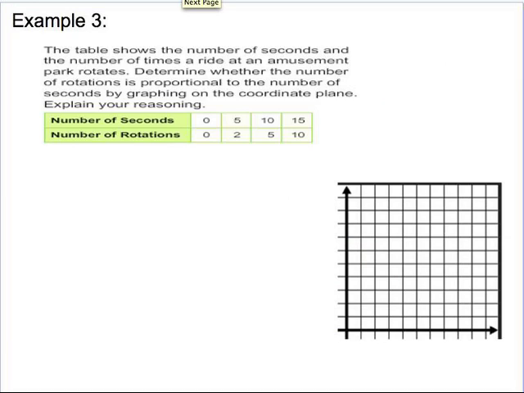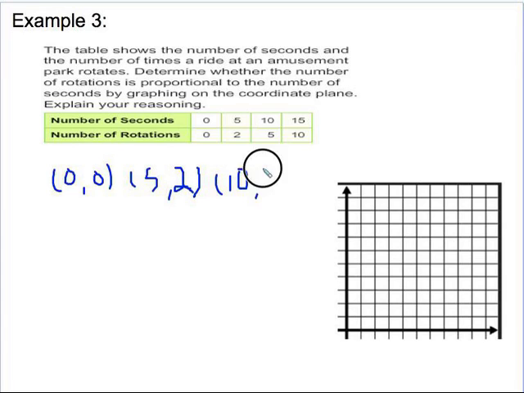Now, this next situation is pretty interesting. This table shows the number of seconds and the number of times a ride at an amusement park rotates. Determine whether the number of rotations is proportional to the number of seconds by graphing. So I'm going to start straight ahead with my ordered pairs. I've got 0, 0, 5, 2, and then 10, 5, and 15, 10. The interesting thing we're going to notice is this graph is not going to be a straight line. It does go through the origin, but it is not going to be a straight line.